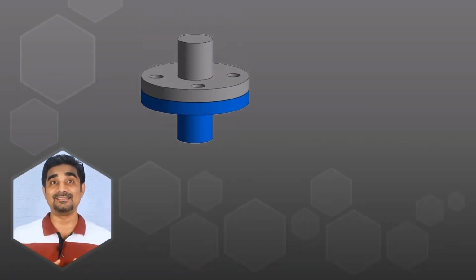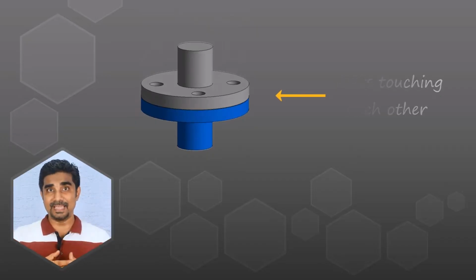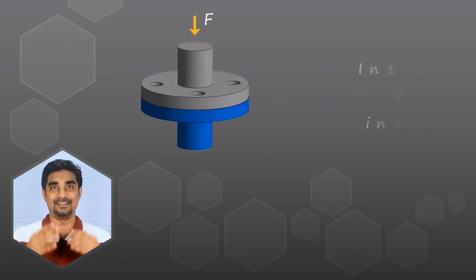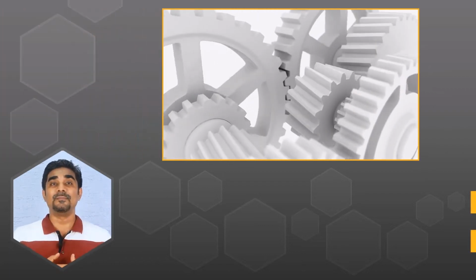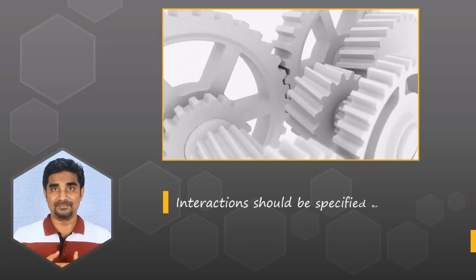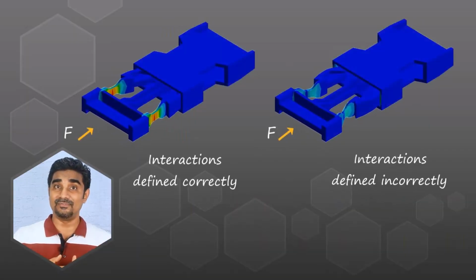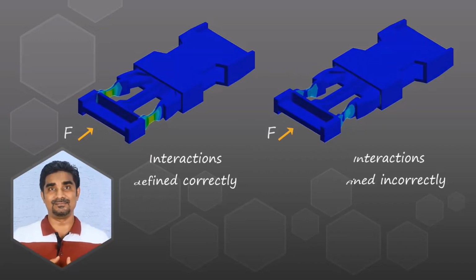In a simulation, it is common that we need to analyze large assemblies with many different parts. In finite element analysis, even if two independent parts are touching each other without any gaps, the two parts do not see each other. In other words, the relationship or interactions between the different parts must be specified by the user and is not assumed by the program. If the interactions are not defined correctly, the simulation results can be misleading or wrong.